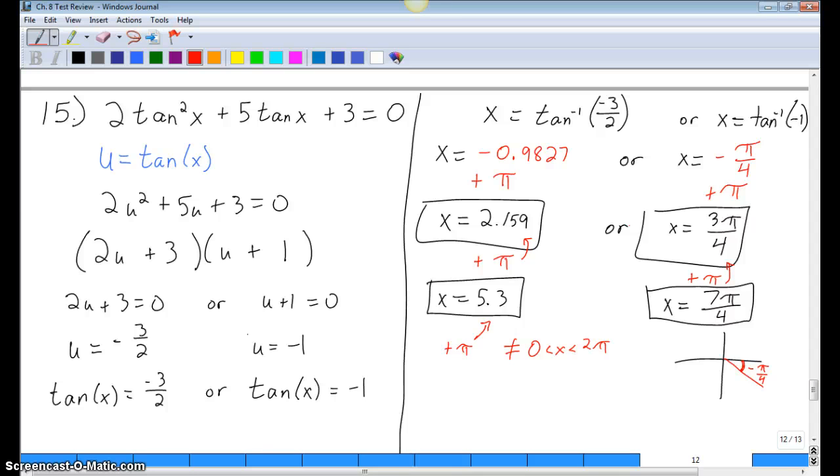Yeah, we need to add 1 pi, one cycle of tangent, to this. No matter what, we're still outside of the 0 to 2 pi range. So here's your 4 answers. 1, 2, 3, 4 answers. Alright, so we just have one more to do here.